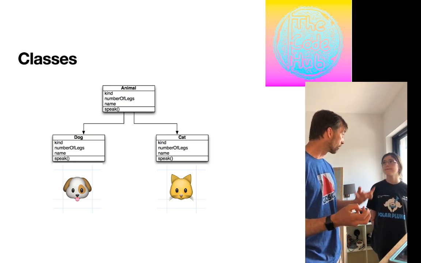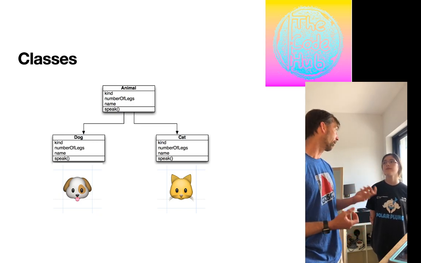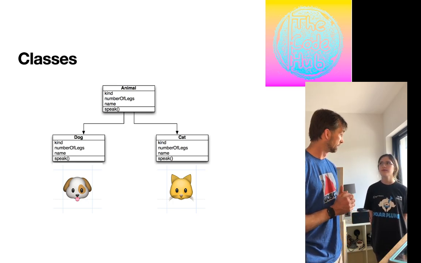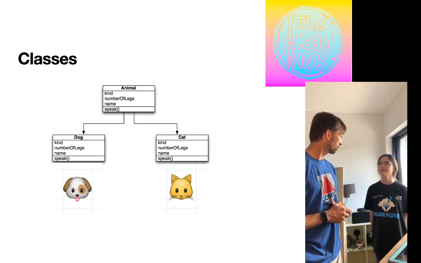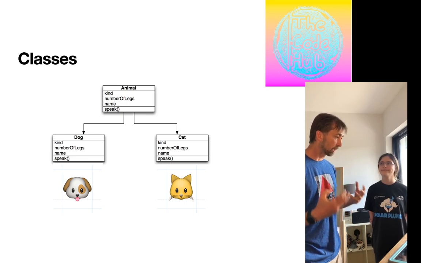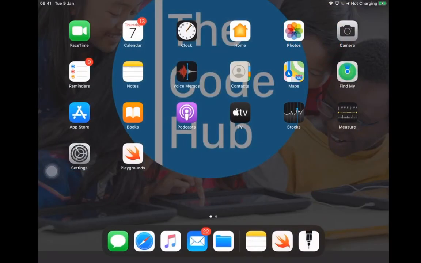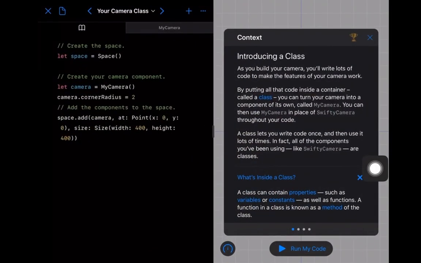Okay, so now that hopefully we've given you another analogy to think about classes in coding, we're going to move over to the iPad and start working on our camera a little bit today. So let's transition over to our iPad. First things first, we are going to go right into the playground. We're going to launch our Playgrounds app, and you can see I've left off right where we were yesterday, so we're still in our camera class.